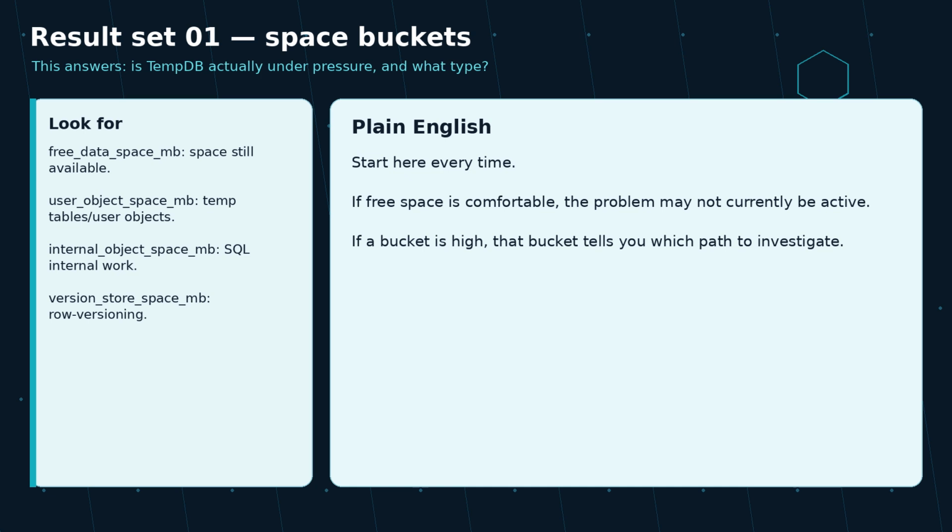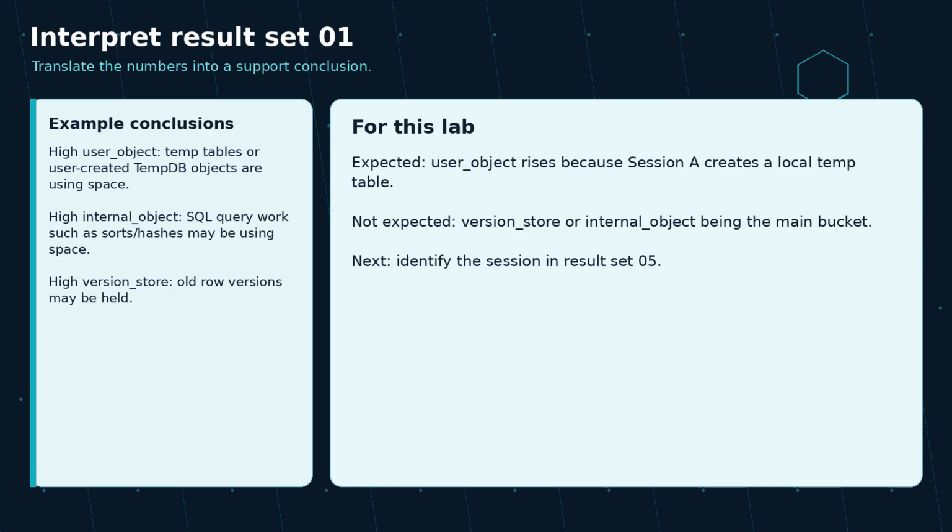Start by checking whether free space is low, then compare the 3 used space columns to see which bucket is driving the pressure. For this lab, user object space should be the main bucket because session A creates a temporary table. Version store and internal object usage should normally remain comparatively low.